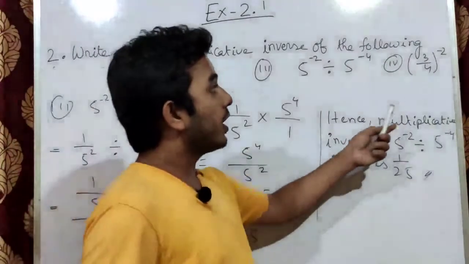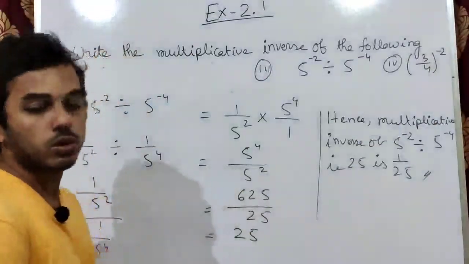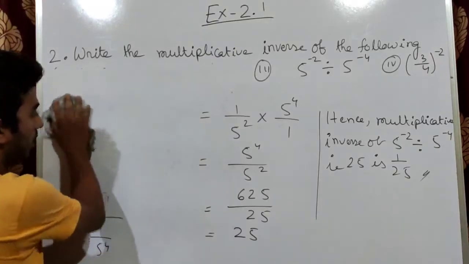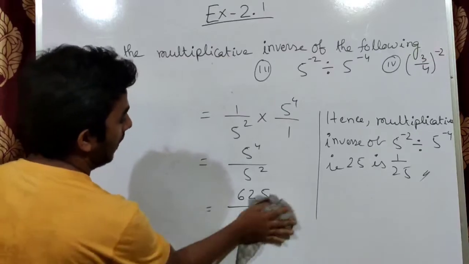So now let's move to our next one, that is (3/4)^-2. For this again we have to express it, that is, we have to remove the minus sign, right?